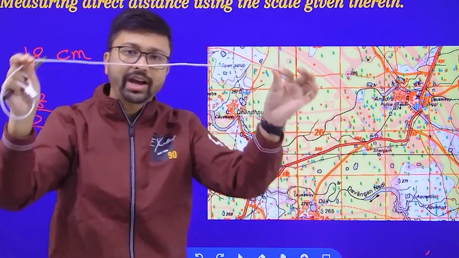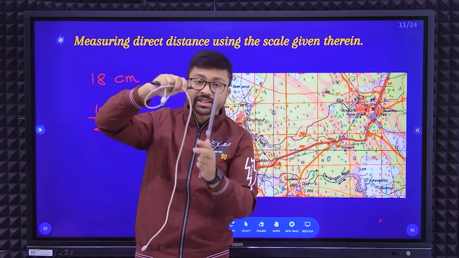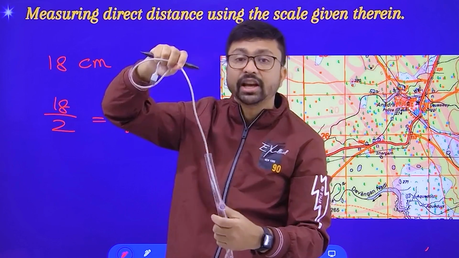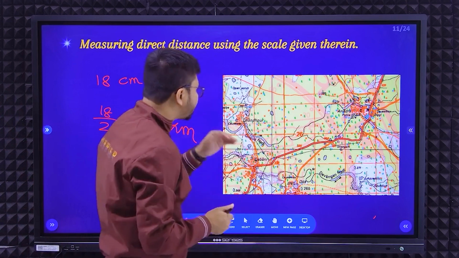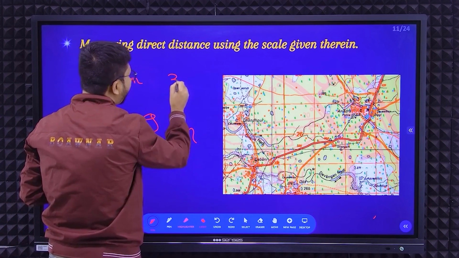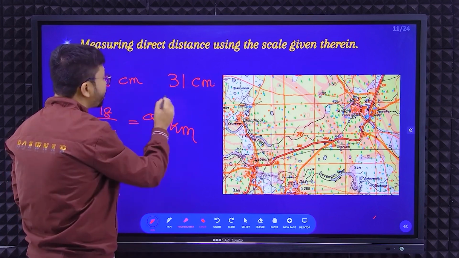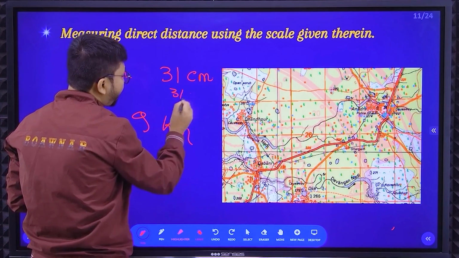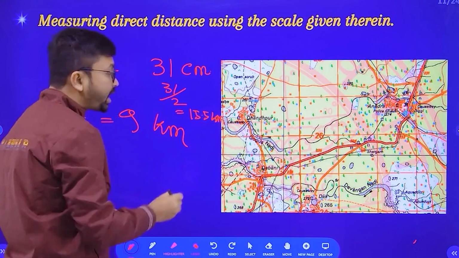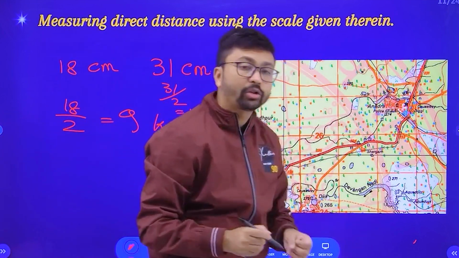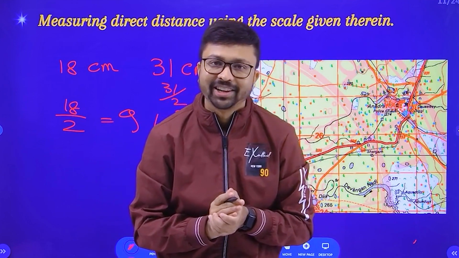So from here to here, that much distance you need to measure with a scale. Whatever distance it is, suppose it is 31 centimeters, what will be your answer? Your answer will be 31 divided by 2, so it means 15.5 kilometers. So the distance between this village and that village by road will be 15.5 kilometers, right?